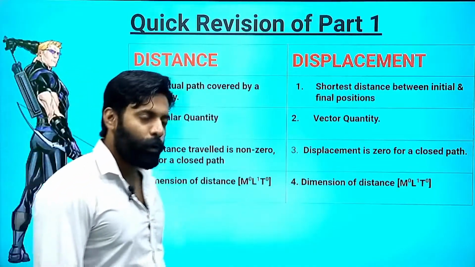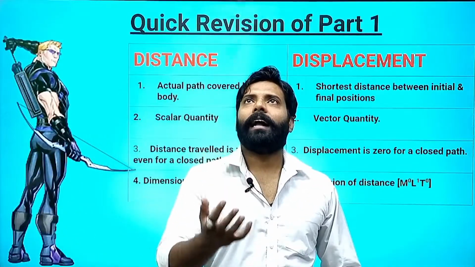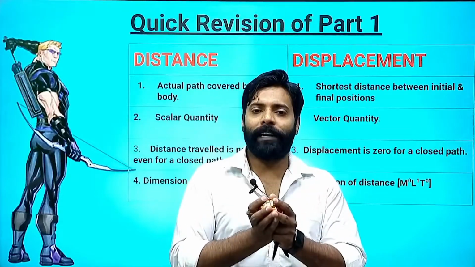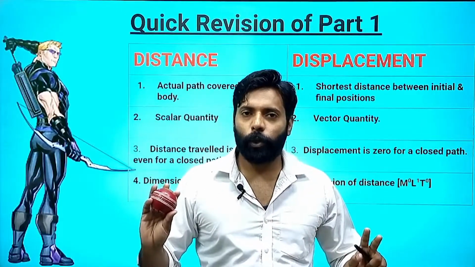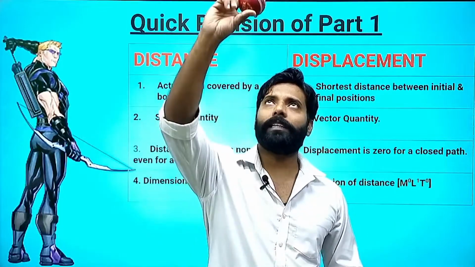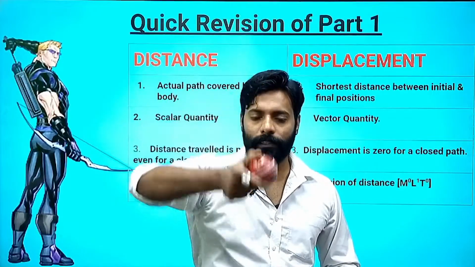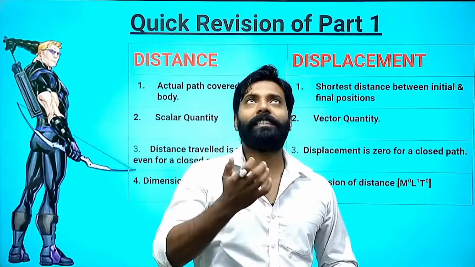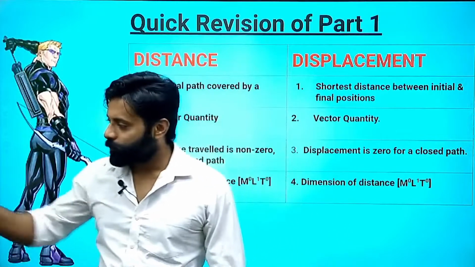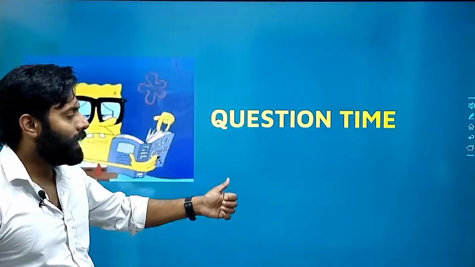For example, if I have a ball with me and I am throwing this ball upward and it's coming down, then the displacement is 0. But when I am calculating the distance traveled by this ball, this ball is going up, distance traveled d, and this ball is coming down, distance traveled d. So distance traveled is 2d, right? So there are multiple differences. The dimension will be the same.